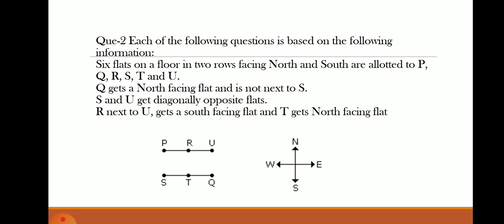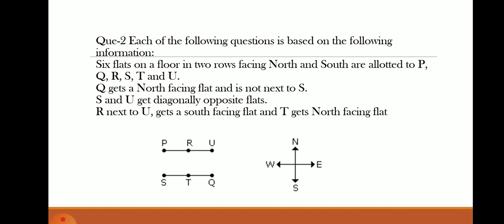In the next diagram you can observe clearly. Once again I will read the problem and check whether my given positions are correct for the flats or not. Q gets a north facing flat. Does Q have a north facing flat? Yes, Q is a north facing flat and is not next to S. Not next to S means it is not closer to S. Yes, it is also correct.